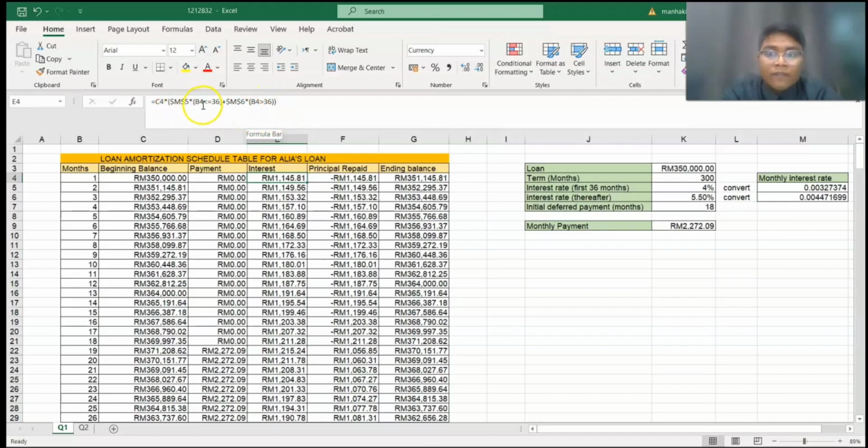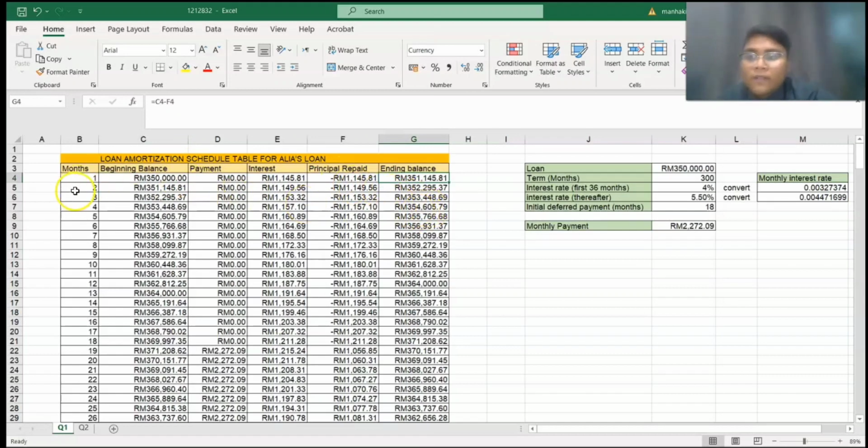Alright, M5 if the month is less than or equal to 36, I use M5. So for the principal repaid, just D4, which is the payment minus interest. So I got principal repaid, and for ending balance, beginning balance, I need to minus with principal repaid.